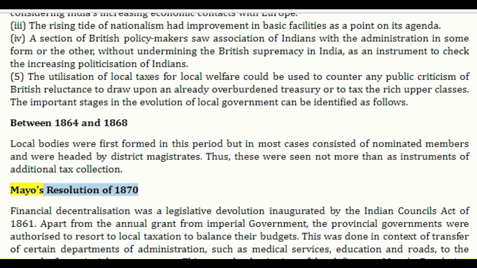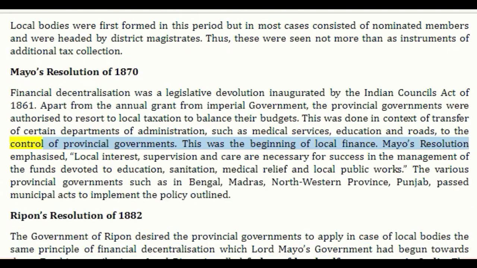Mayo's resolution of 1870. Financial decentralization was a legislative devolution inaugurated by the Indian Councils Act of 1861. Apart from the annual grant from the imperial government, the provincial governments were authorized to resort to local taxation to balance their budgets. This was done in the context of transfer of certain departments of administration, such as medical services, education and roads, to the control of provincial governments. This was the beginning of local finance.